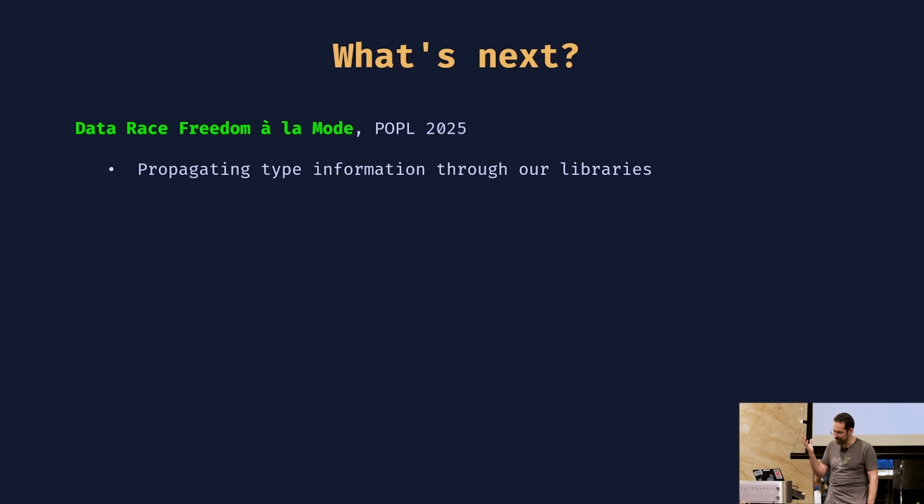And then we've done a lot of work to make that happen. One piece of the work is propagating that type information through our libraries. One example of a new thing you can decorate on a file, on a function, is that it's portable.